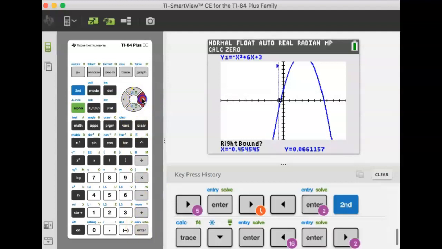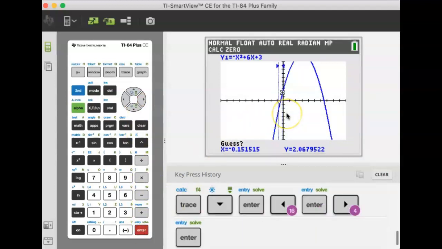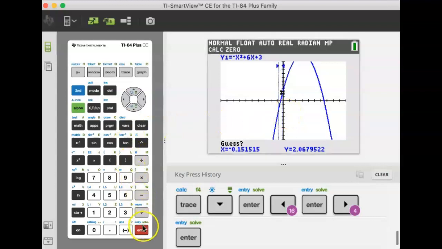And then I'm going to go above the x-axis because I need to be to the right of the x-intercept that I'm searching for. And I'm going to hit enter. Look at the two vertical lines. Is your x-intercept in between this? And I'm going to hit enter one more time to verify. And my calculator tells me that yes, it is approximately negative 0.5. I'm just going to round to the tenths.